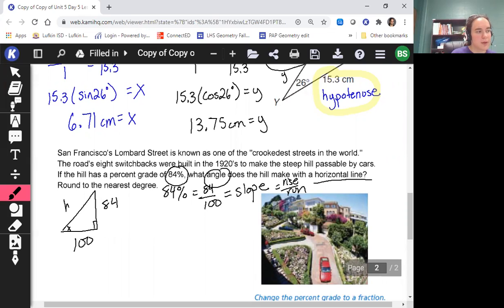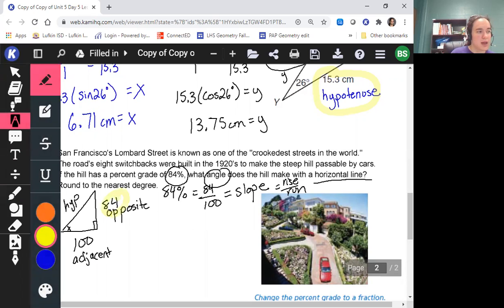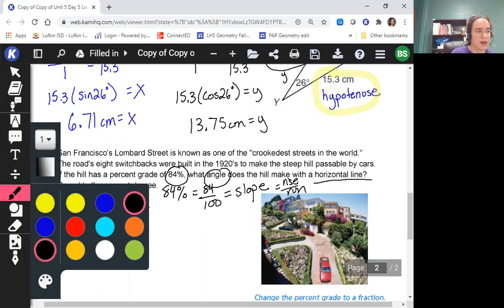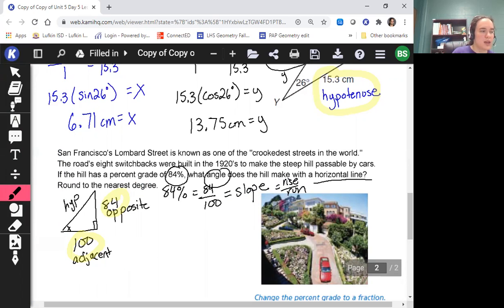So remember, label your hypotenuse, across from your right angle. Adjacent is the one next to the angle we're looking for. And the 84 is the side opposite that angle. And when we are looking for an angle measure, remember we're using the inverse, and we need 2 sides that we have information about. The only 2 sides we have information about are the 84 and that 100, the opposite and the adjacent. So what is opposite over adjacent?